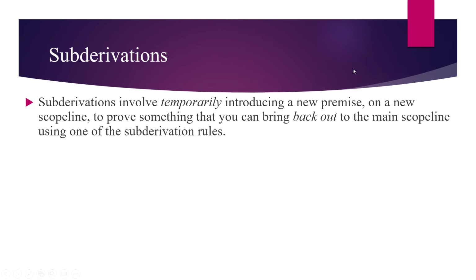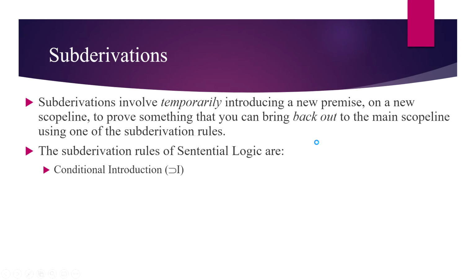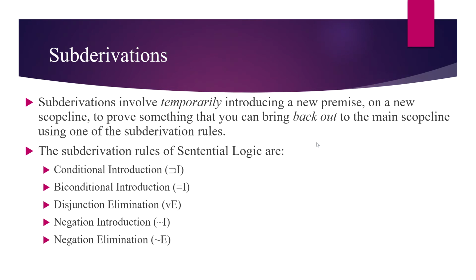The 5 subderivation rules are conditional introduction, biconditional introduction, disjunction elimination, and negation introduction and negation elimination. I'm going to explain these rules one at a time and give you examples of using them.